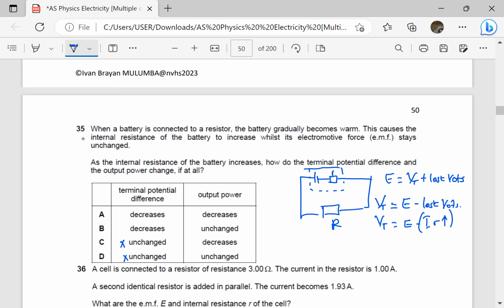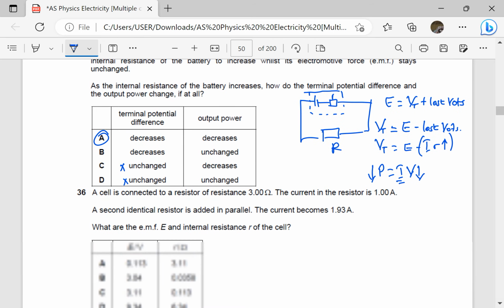We have A and B now. What happens to the output power? The output power is going to be given by I times the terminal PD, but remember the terminal PD has already decreased. Also, because the internal resistance has increased, it means the current has decreased. The terminal PD has decreased, so the power also decreases. Therefore, our answer is going to be A. Terminal PD has decreased, the current has decreased, the power decreases.